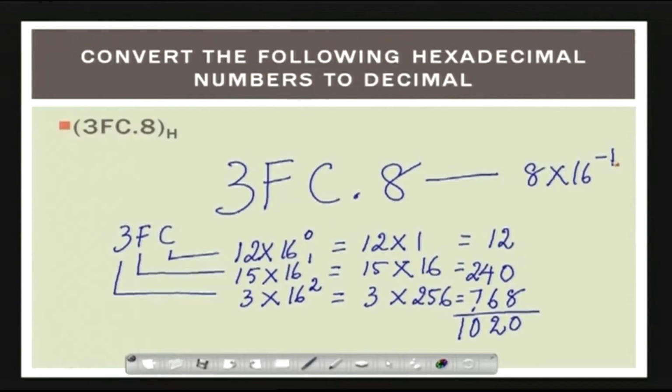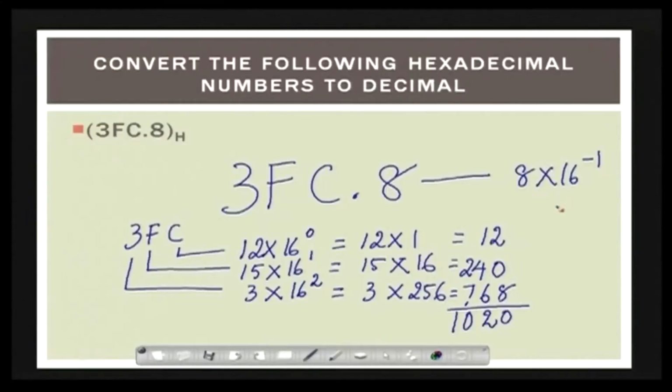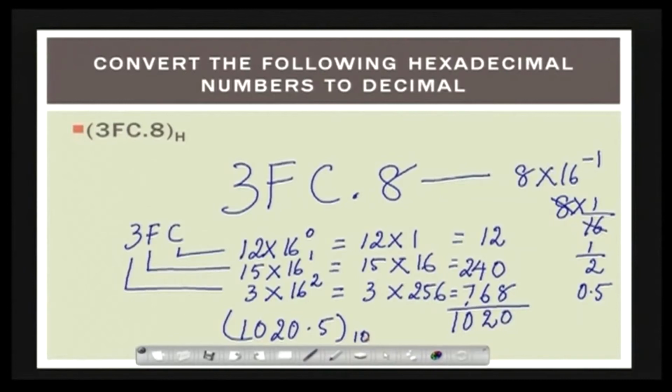For 0.8, this 8 should be multiplied by 16 power minus 1. Any digit that comes to the right of the hexadecimal point should be multiplied by weights 16 power minus 1, 16 power minus 2 and so on. So what we get is 8 into 1 by 16, which cancels to give 1 by 2. What is 1 by 2? 1 by 2 is 0.5. So the answer for 3FC.8 will be 1020.5. This is how it gets converted to its decimal equivalent.